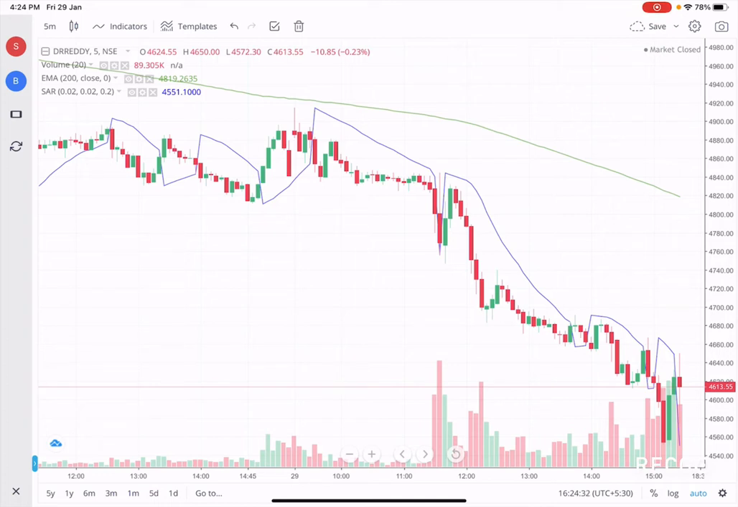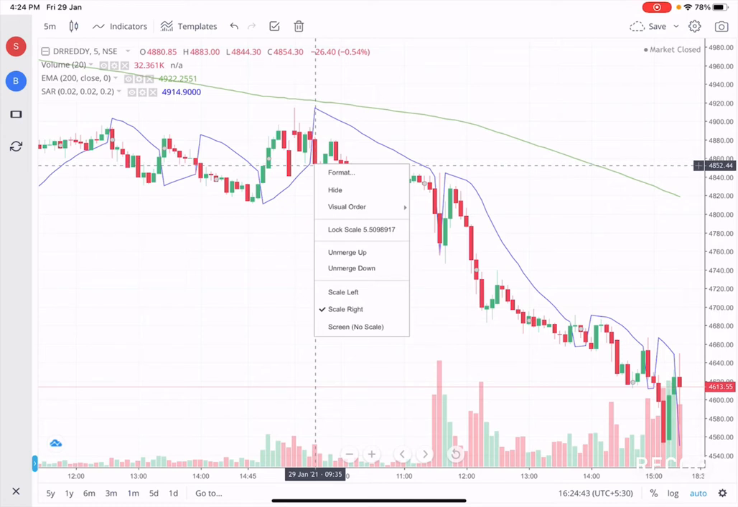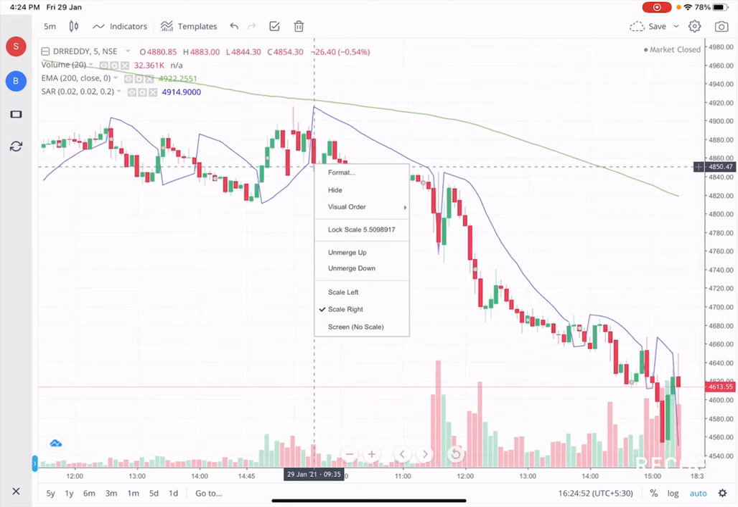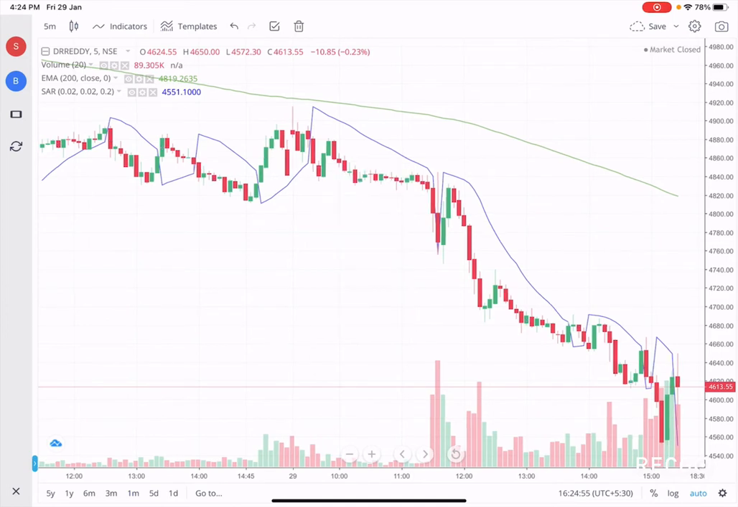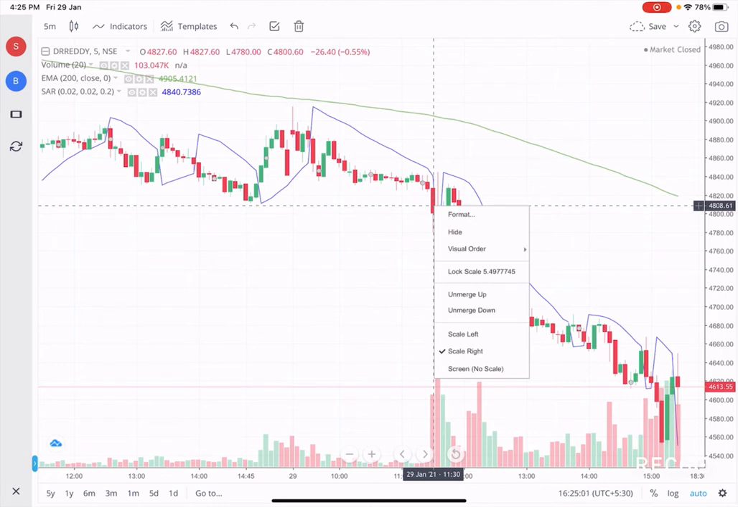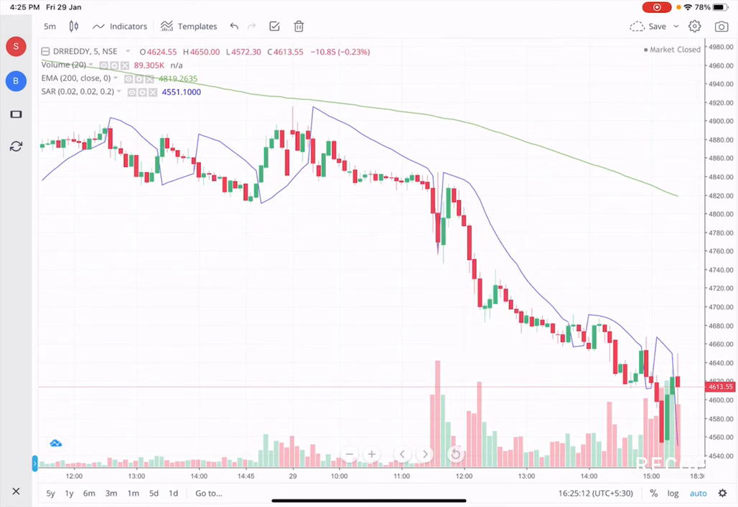Today the first short came around the 9:35 candle. The open price of this candle is 4880.85. For the purpose of rounding, let's say we went short around 4880. Till the candle around 11:30 it is trading below the parabolic SAR, and when it closed, that is around 4800, we got an 80 points profit on this trade.